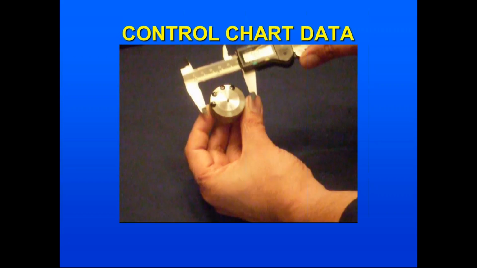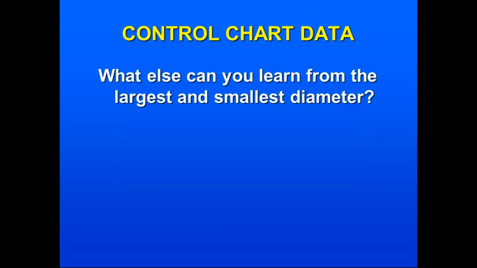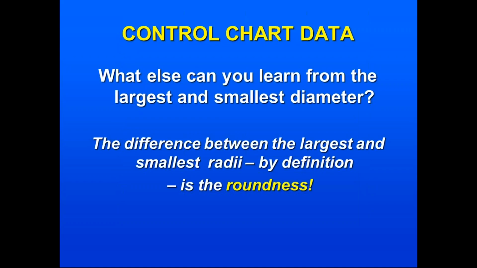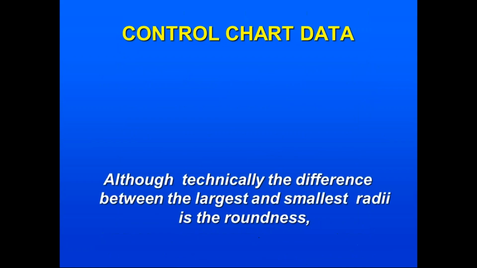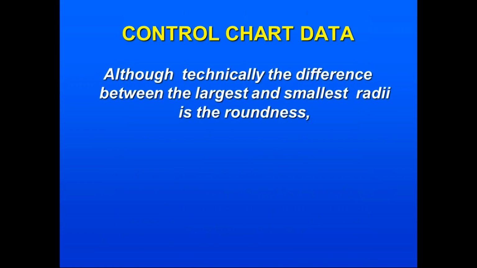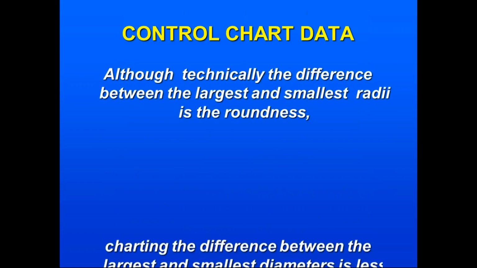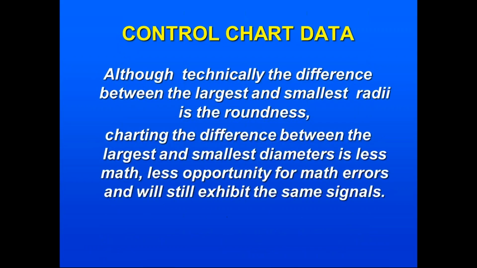The difference between the largest and smallest radii, by definition, is the roundness. So we can actually control not only the diameter, but the roundness by using this technique. Now, although technically the difference between the largest and smallest radii is the roundness, charting the difference between the largest and smallest diameters is less math, less opportunity for math errors, and will still exhibit the same signals because it's simply the same thing multiplied by 2. But at least this way you're going to have both charts in terms of diameters.